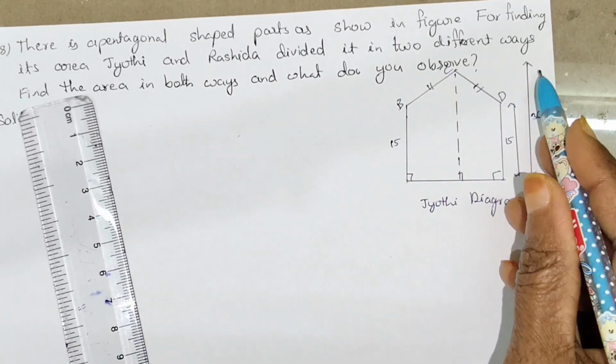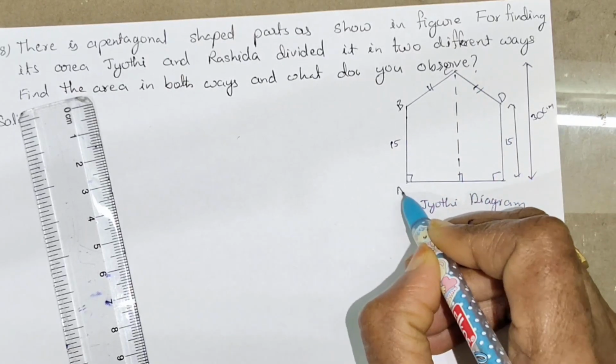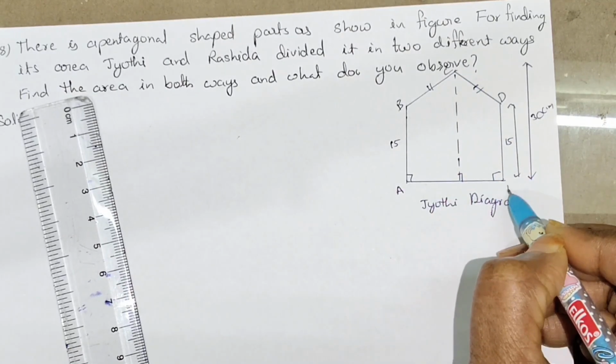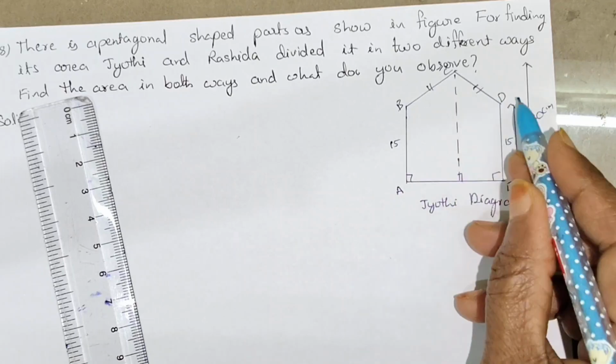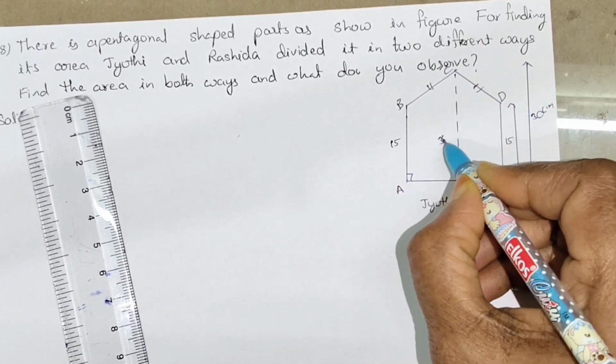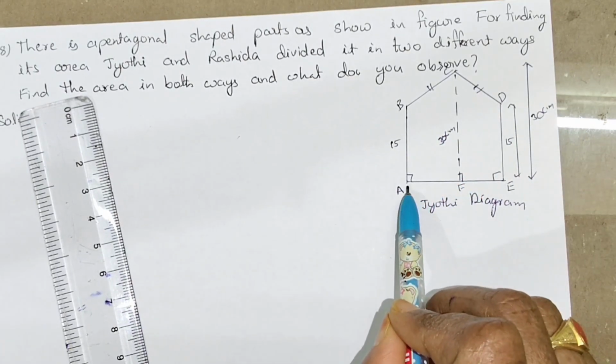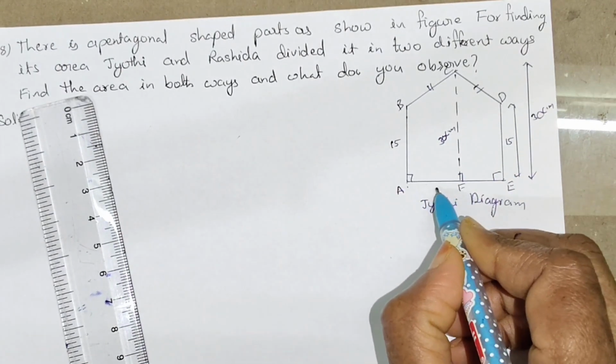Now here to here, 30 meters means this line is the 30. So here A, B, C, D, E, F. So F to C is 30 centimeters. So here distance A to E is 15.